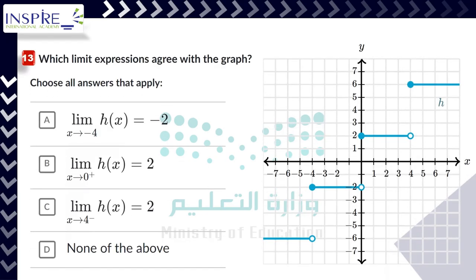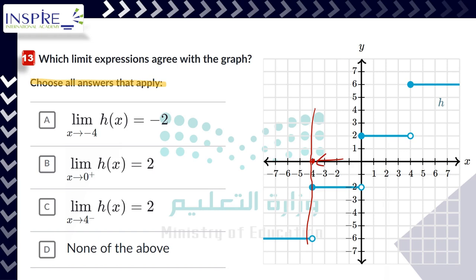Okay, which limit expressions agree with the graph? We must check each one. You can choose more than one answer here. So let's start with the first one. Limit of h of x as x approaches -4, and he didn't specify any side. He just said -4. So I will draw my line.